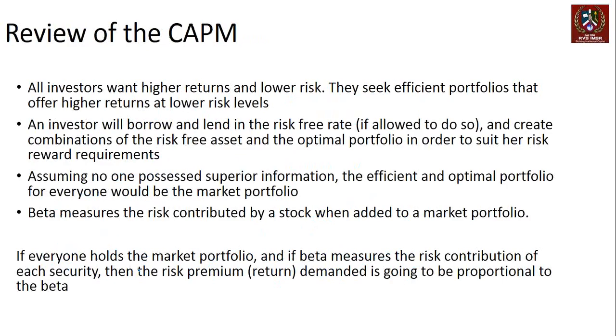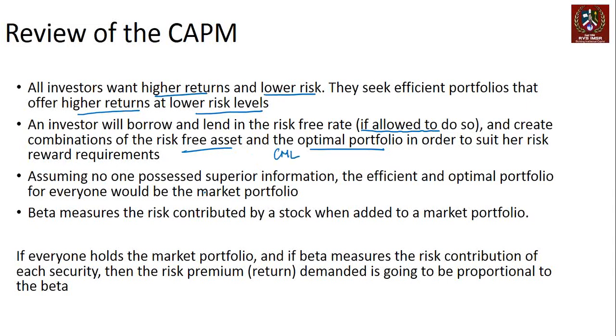Let's review it. There are some basic tenets, which is that all investors want higher returns and lower risk. They seek efficient portfolios that return higher amounts at lower risk levels, right? That's a basic expectation everyone has. An investor will borrow and lend at the risk-free rate if he or she is allowed to do so, and create combinations of the risk-free asset and the optimal portfolio in order to match her risk-reward requirements. This is what the capital market line told us, right?